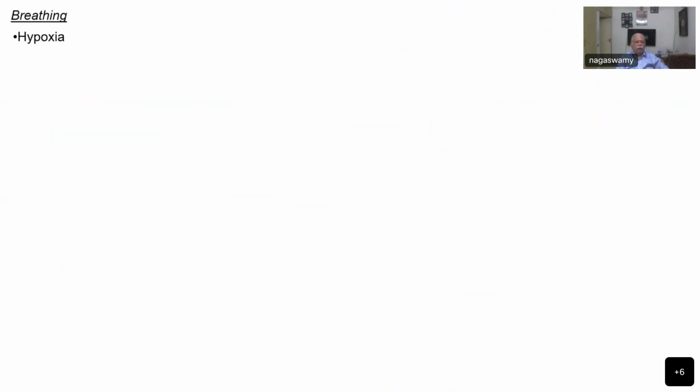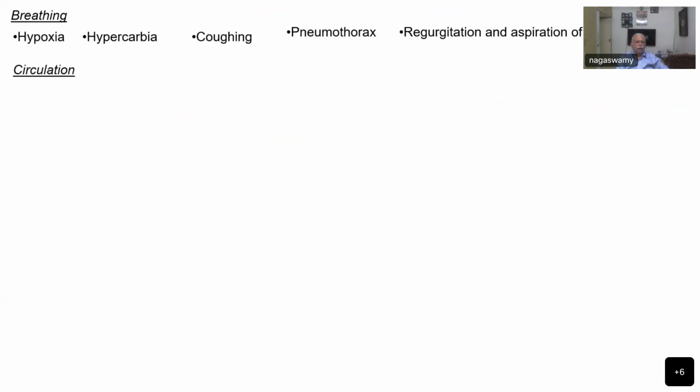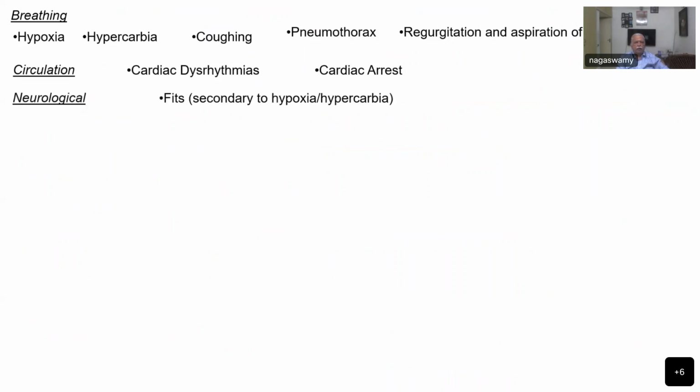And in the breathing, you may have hypoxia, hypercarbia, coughing, pneumothorax, regurgitation, and aspiration of gastric contents. In the circulation, it can produce dysrhythmias and cardiac arrest. Neurological, it may cause seizures secondary to hypoxia or hypercarbia. And other, sometimes even death on the table is quite common.